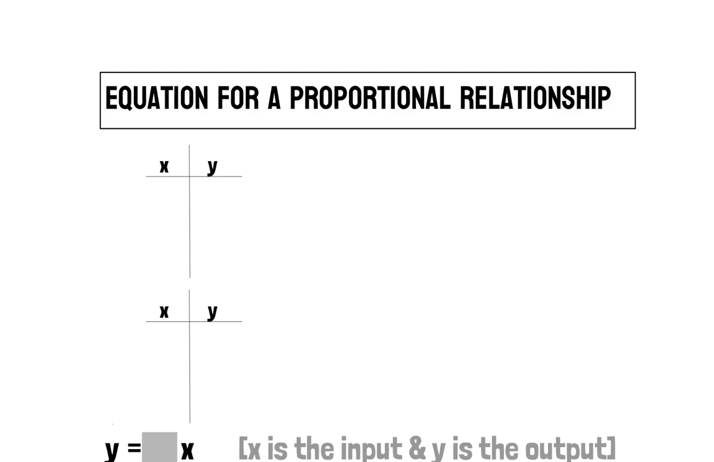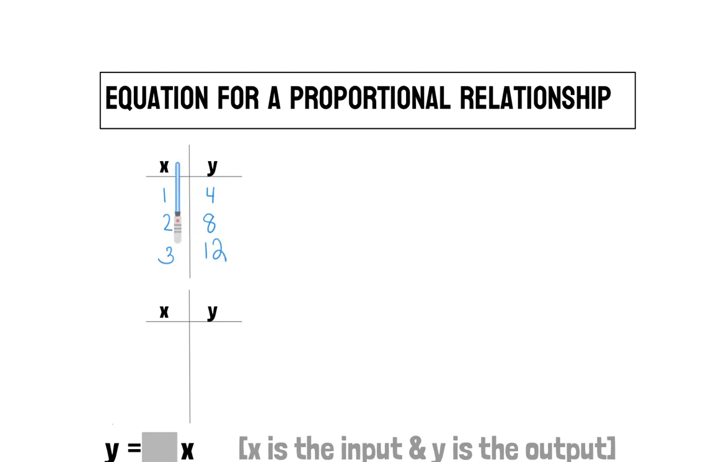This lesson is on the equation for a proportional relationship. We are going to start with this table right here, and we're going to put in some values. So say x is 1, y is 4, x is 2, y is 8, x is 3, y is 12.